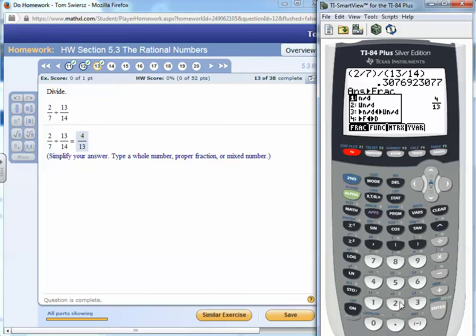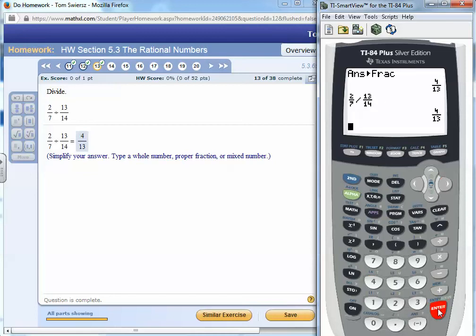Or you can use your fraction key, and put in the fractions. The first one is number 1 to enter the fraction, 2 over 7, and then we need to do divided by, and again I forgot to use parentheses, but that's okay. It'll still work. Math, or alpha F1, putting in another fraction, 13 in the numerator, 14 in the denominator. Hit the right arrow key, put a right paren, hit enter, and there's our correct answer, 4 over 13.